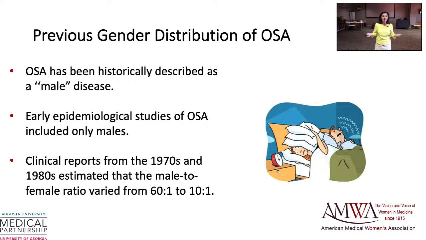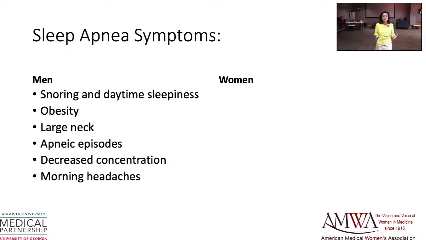So if you really look at what the symptoms are for women, it turns out that we actually have a lot more sleep apnea problems than we originally anticipated. So the sleep apnea symptoms in men have to do more with snoring, tired during the day, obesity, big neck. You stop breathing at night, you can do this kind of thing. Or maybe they have morning headaches.